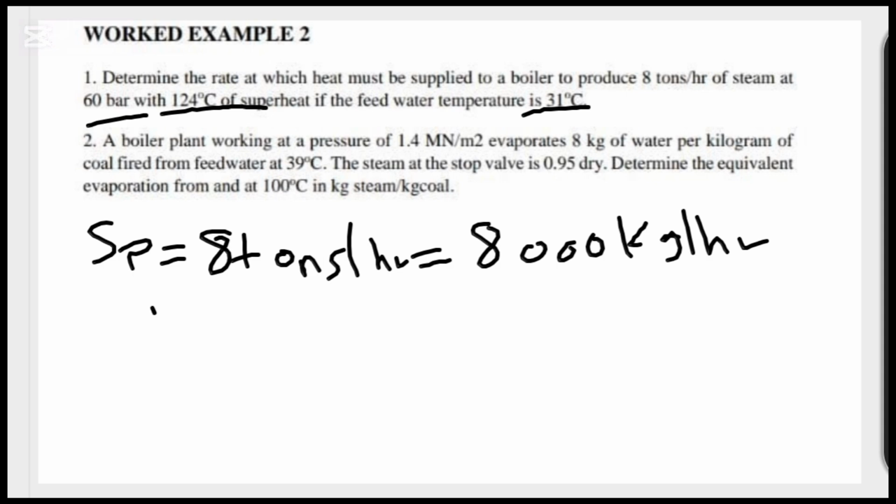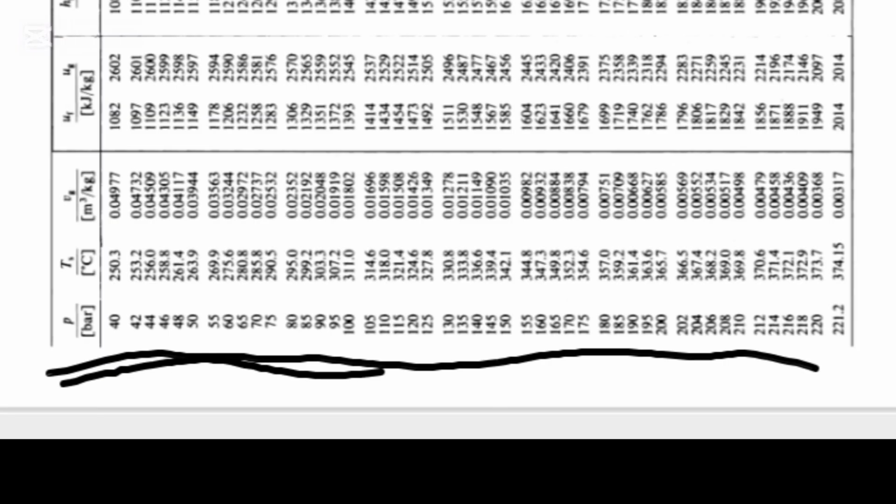So I have to use the steam table. To use the steam table at 60 bar, what shall I get? So at 60 bar, let me check. We have 60 bar here. So where is the 60 bar? You can see, here is the 60 bar, as you can see. Here is 60, yes, this is 60.